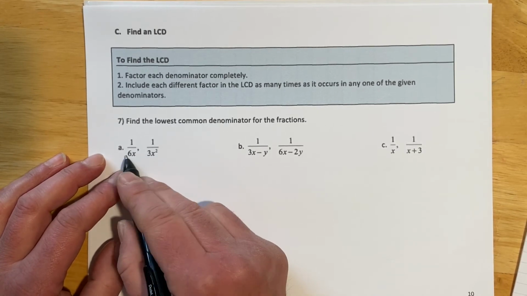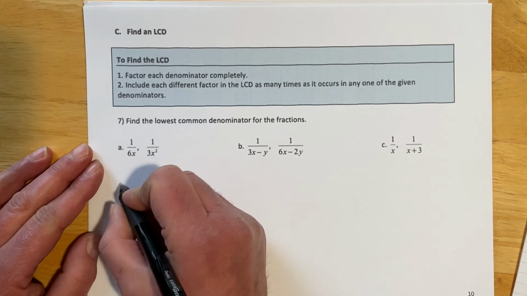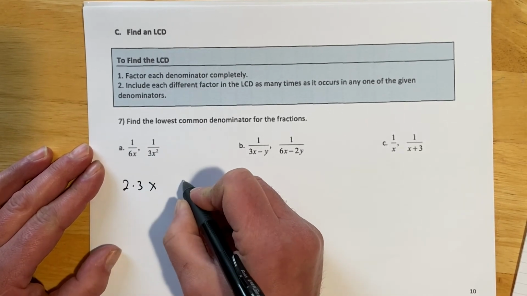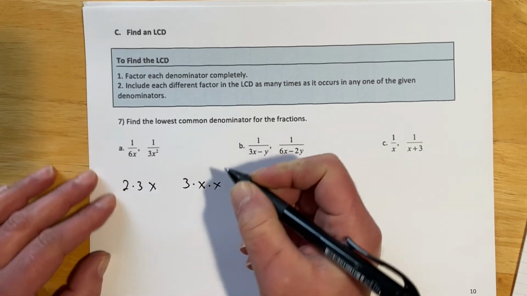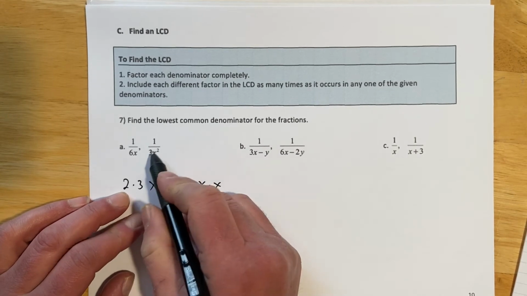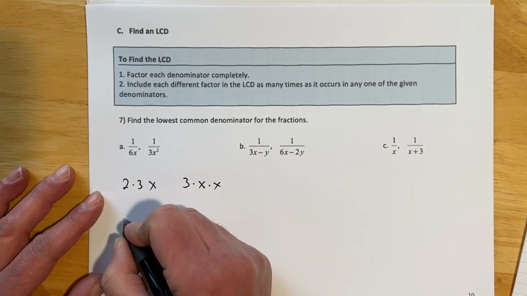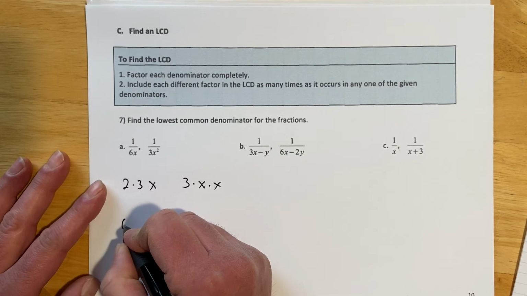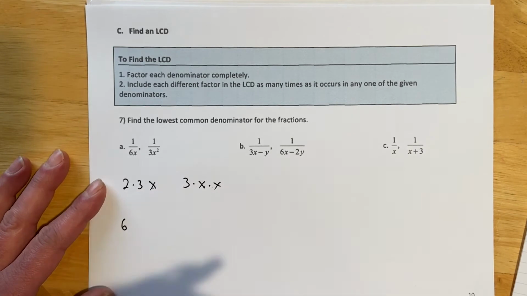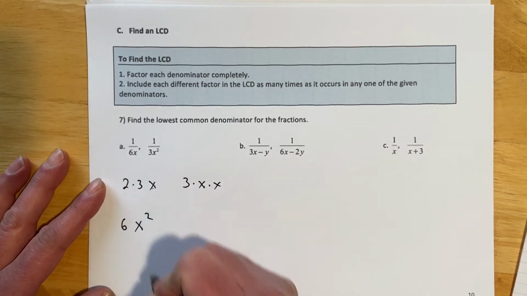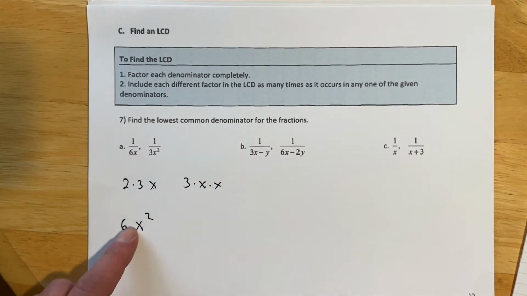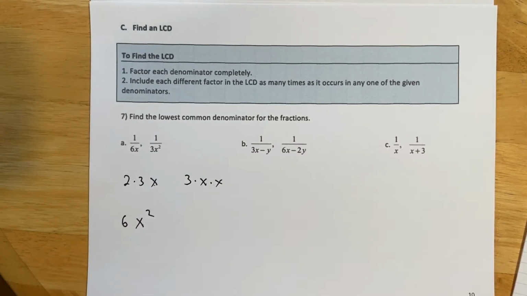So looking at 6x and 3x squared, if I think of that 6 as 2 times 3x, and I think of that 3x squared as 3 times x, the 3 goes into the 6, so my LCD is going to have the 2 and the 3 in it. And then this one has 1 x, this one has 2 x's, so this would end up needing 1 more x eventually. So my LCD is going to be 6x squared, where this one gets an x and this one gets a 2. And that's the smallest I can make that.